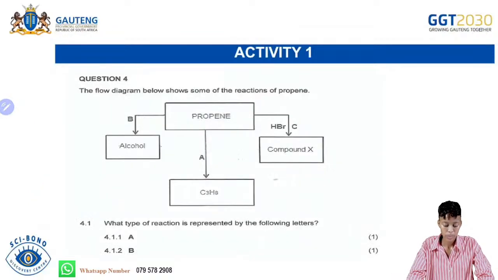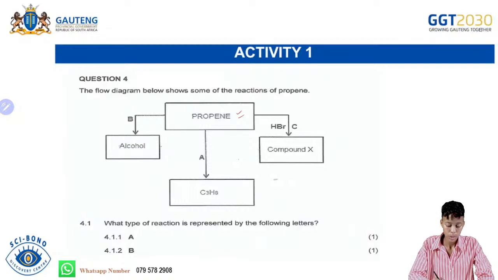So we have activity 1 there. It says the flow diagram below shows some of the reactions of propene. So we are starting here with propene. Then it says, what type of reaction is represented by the following letters? So we have letter A, and by 4.1.2 we have letter B.